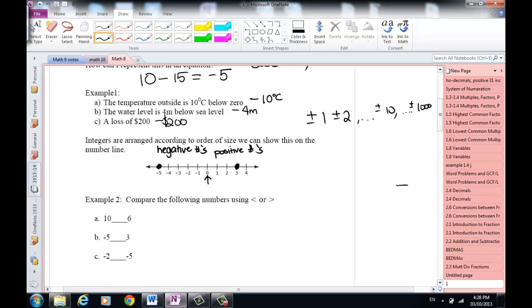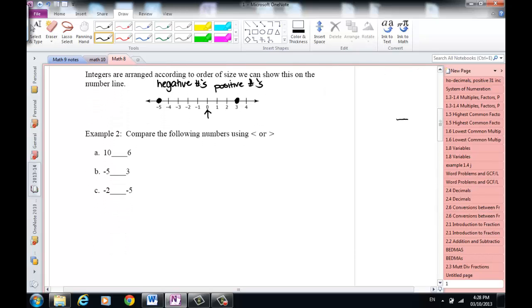Alright, so now we actually want to be able to compare them, and we really like these two symbols. Now, the first symbol, as I read left to right, I get to the little tiny point of it first, and we call this our less than symbol. And the other symbol, as I read left to right, notice that I get to the big part of the symbol, and this is our greater than symbol.